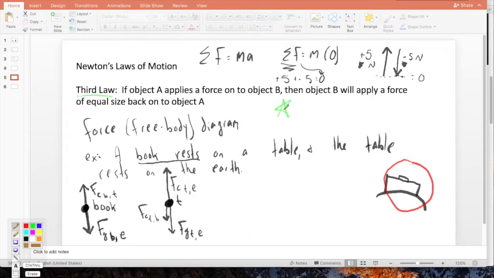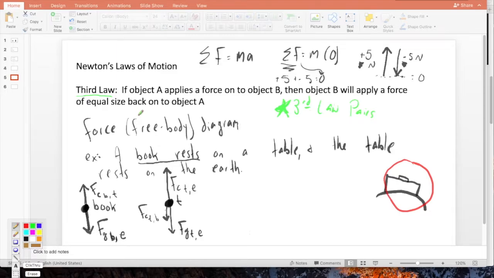So we want to identify now what I'm going to call third law pairs. Third law pairs are pairs of forces, two forces that exemplify or show Newton's third law. Remember, Newton's third law says if you have two objects interacting with forces, with pushes or pulls, if object A applies a force on object B, then B will apply a force of equal size back to object A.